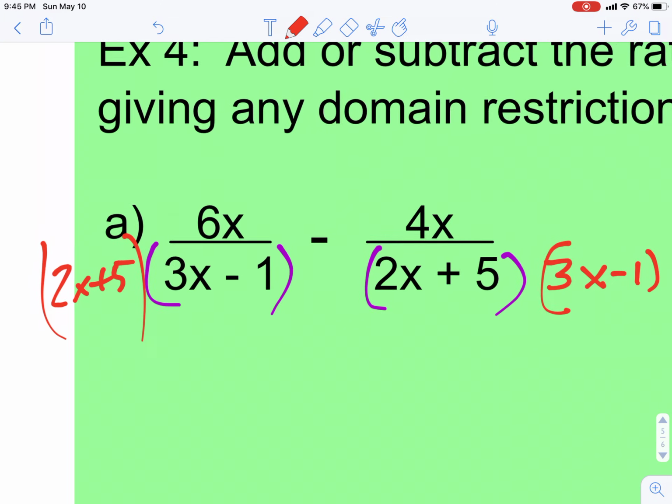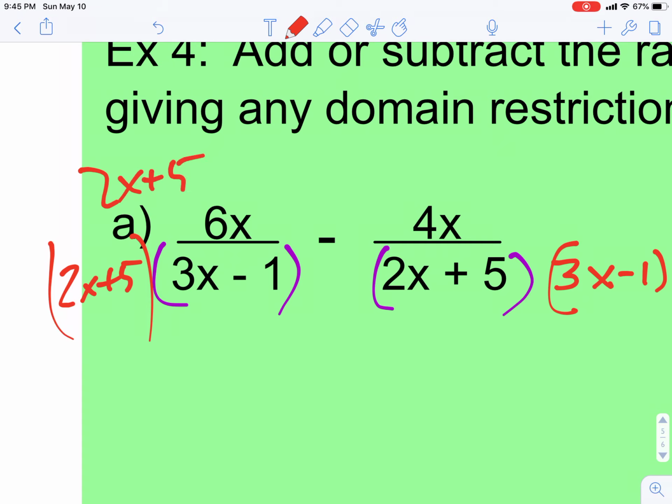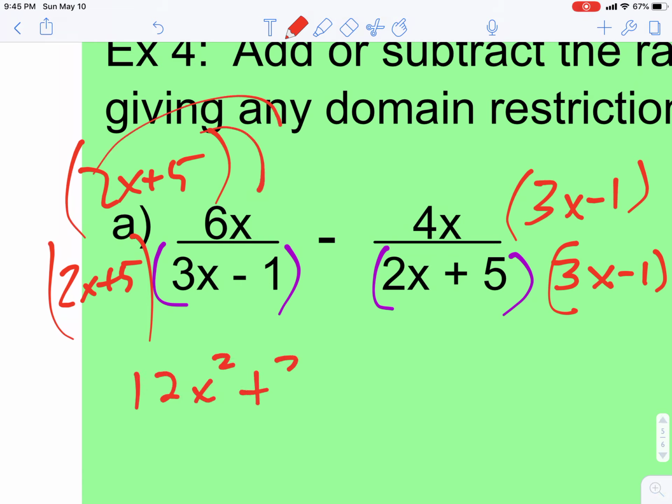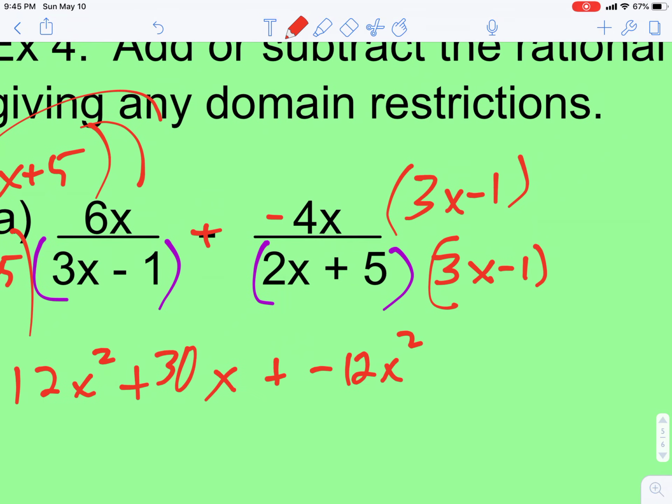Okay, our top then, we have to multiply this side by 2x plus 5, multiply this side by 3x minus 1. Right, so if they don't have a GCF, and it's already good to go, and they don't have common factors on either side, then it's just take the 3x minus 1 to the right, take the 2x plus 5, multiply it on the left, then we just have to distribute. So distribute that in, that's going to be 12x squared plus 30x, and then make that plus, and then distribute the negative, plus negative 12x squared plus 4x.